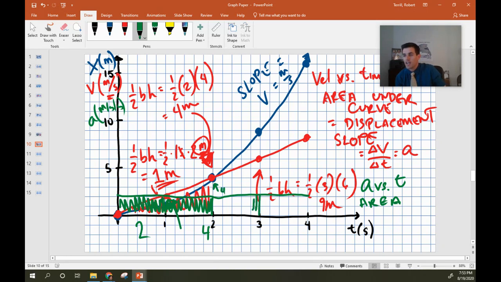My area all the way over to 3 would be 6. That's 3 times 2, which is 6. And notice that my velocity is 6. Let's see. Right here, we can see that the velocity is 8. I wonder what my area under the curve is all the way over to there. And if we calculate it, look at that. It's 8. So the area on this graph is equal to the velocity.